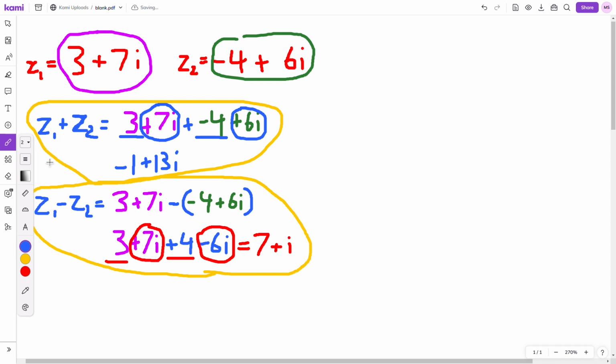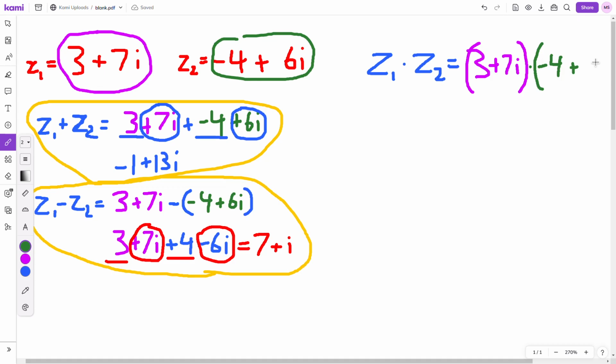Now, times. Now we're going to do Z sub 1 times Z sub 2. So that's going to equal 3 plus 7i. And I'm going to go ahead and use parentheses because it's going to make our life easier. Times, I don't have to put the dot, but I'll put the dot just because I know it helps you. Minus 4 plus 6i.